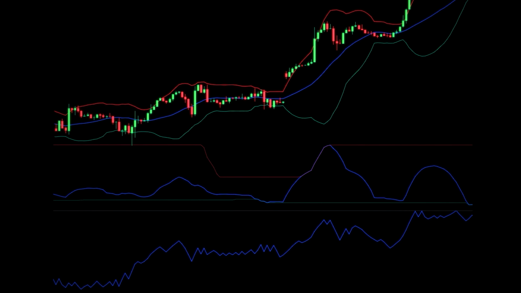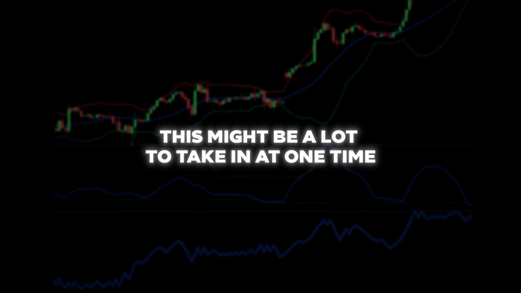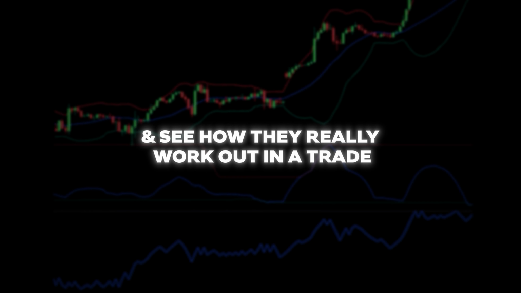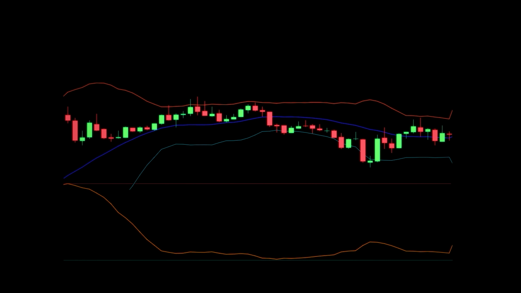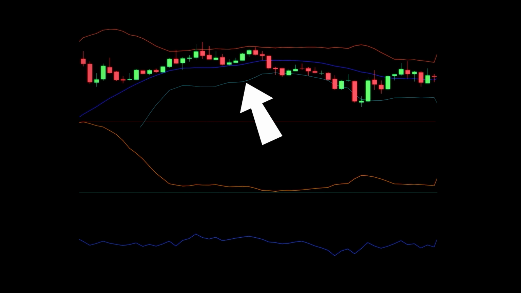By the way, all these indicators are free and you can find them on tradingview.com. This might be a lot to take in at one time, so let's put all these concepts together and see how they really work out in a trade. Over here, we can see a flat moving average. The bands are contracting, and that's indicating we're probably in a sideways market here. This can also be seen by a low reading on our BBW.